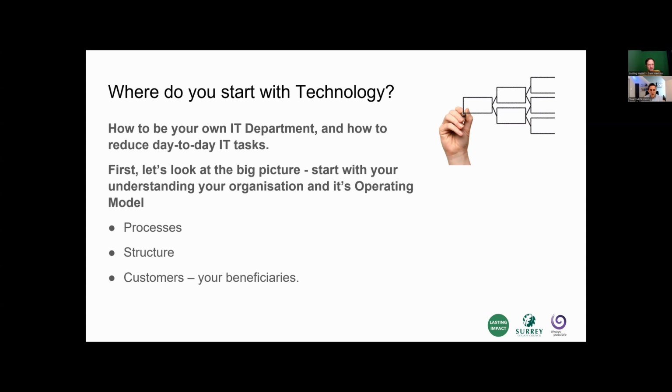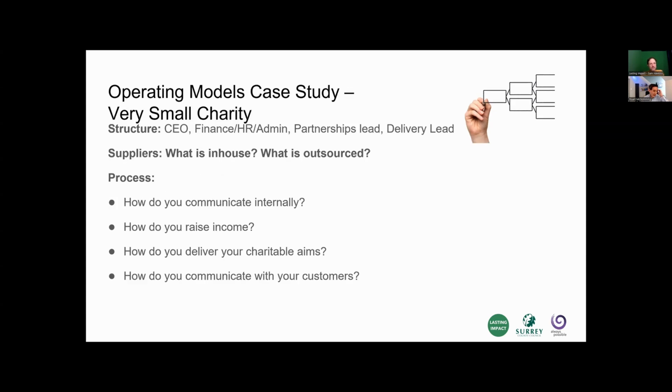So I'm going to move on because I've now got a little bit of a case study example. And this is looking at a very small charity. Now I'm picturing this small charity perhaps only has 4 or 5 people working in the organization. They've got someone in charge of it. They've got someone who does a sort of administrative role. Maybe they work around finance. They have some HR experience. They do a bit of admin for the organization.